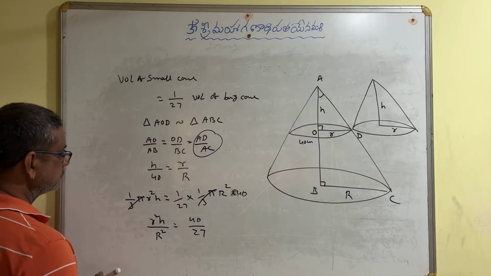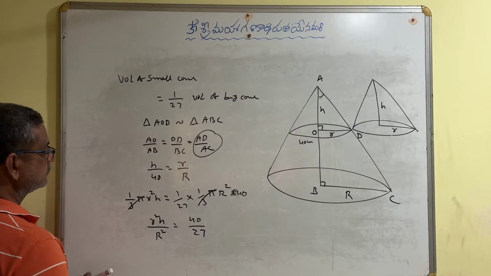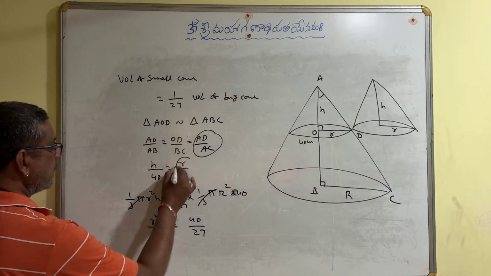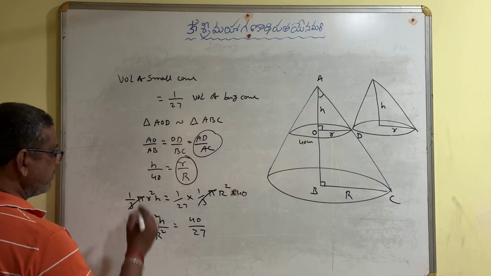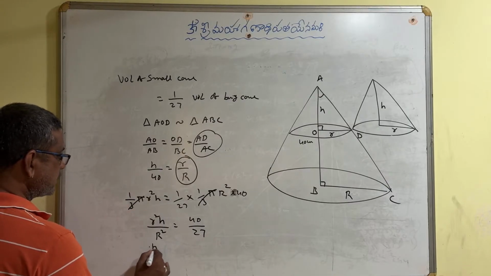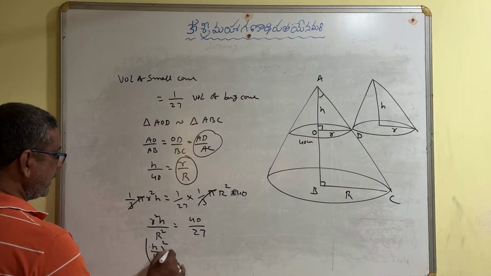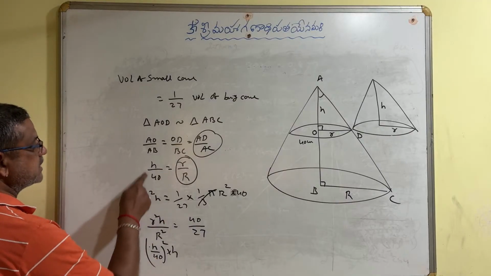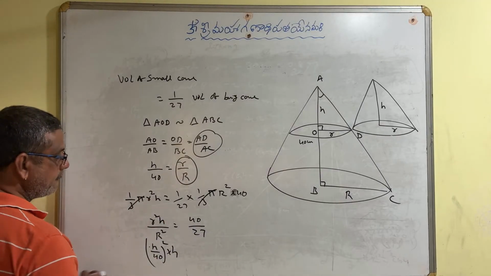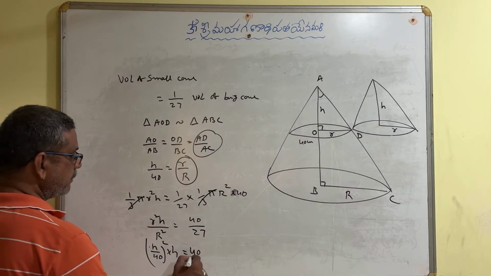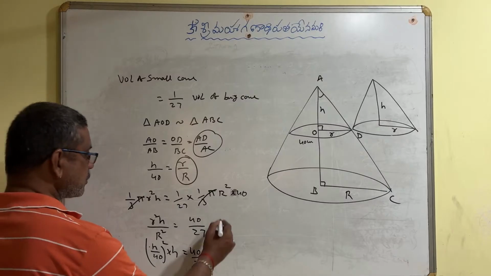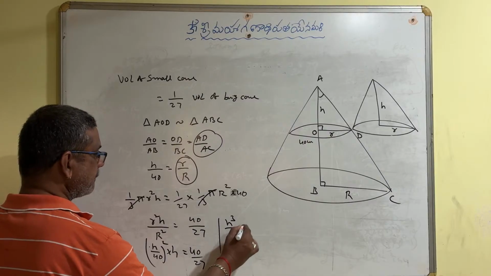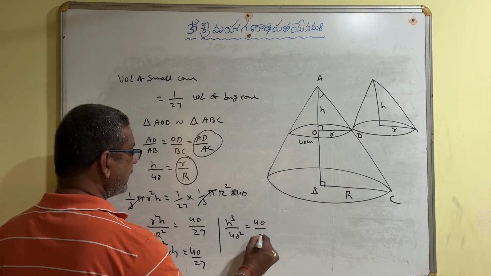Now observe this one. Small r by capital R, we can write as h by 40. So h by 40 whole square into h is equal to 40 by 27. I am inserting that value over here. Now this total becomes h cube by 40 square is equal to 40 by 27.